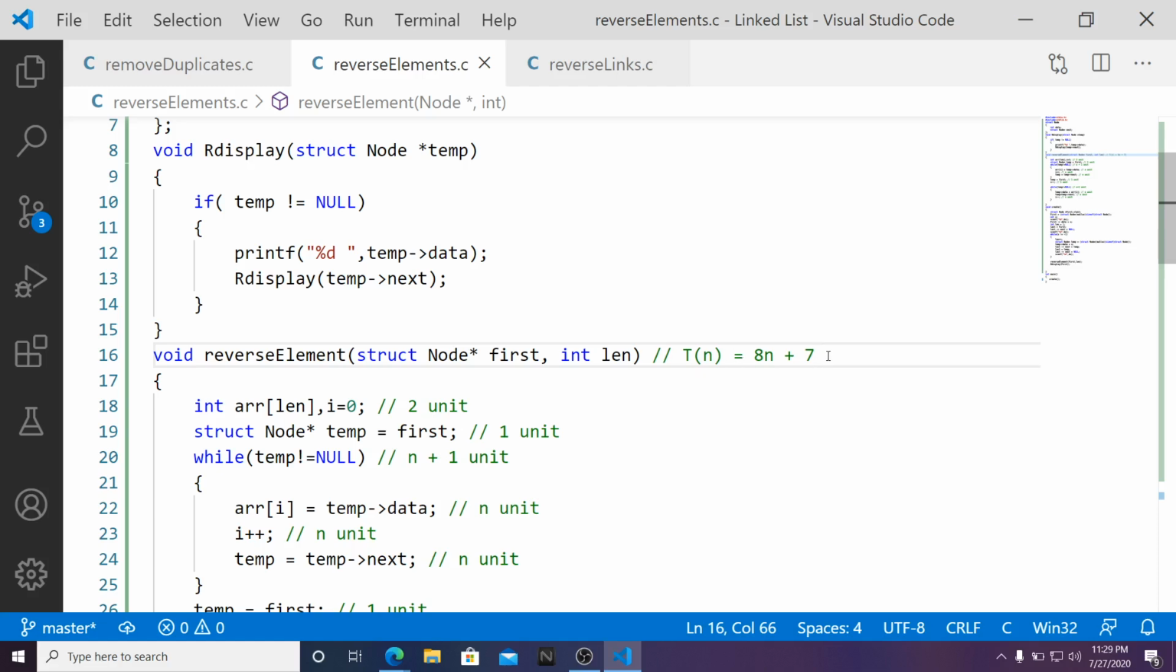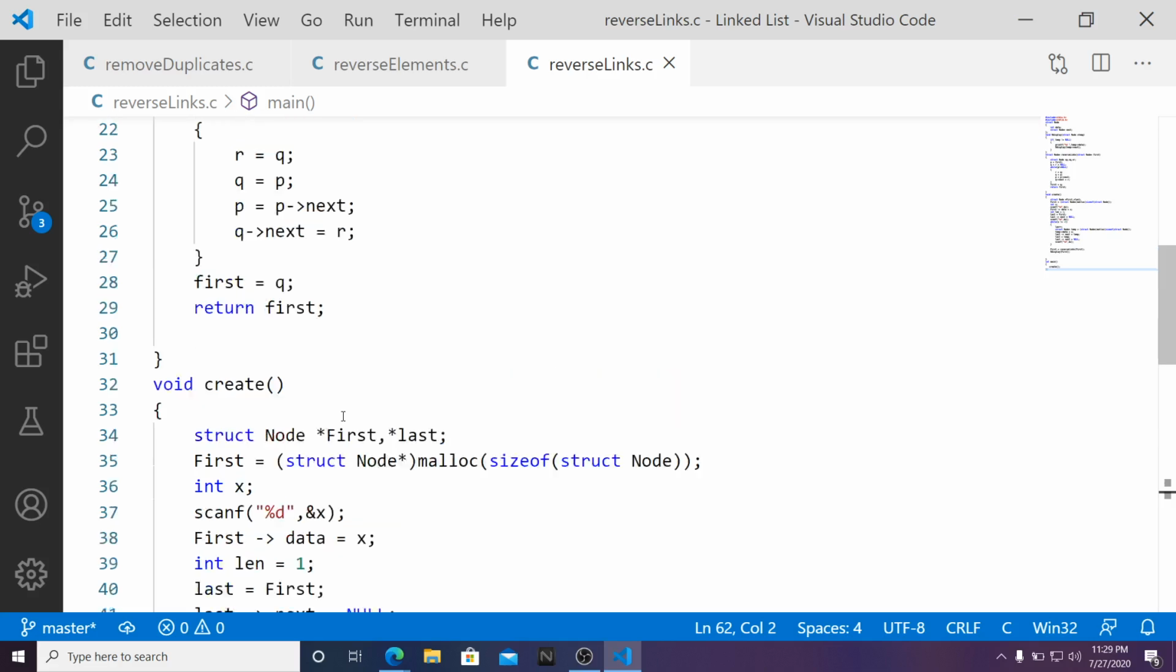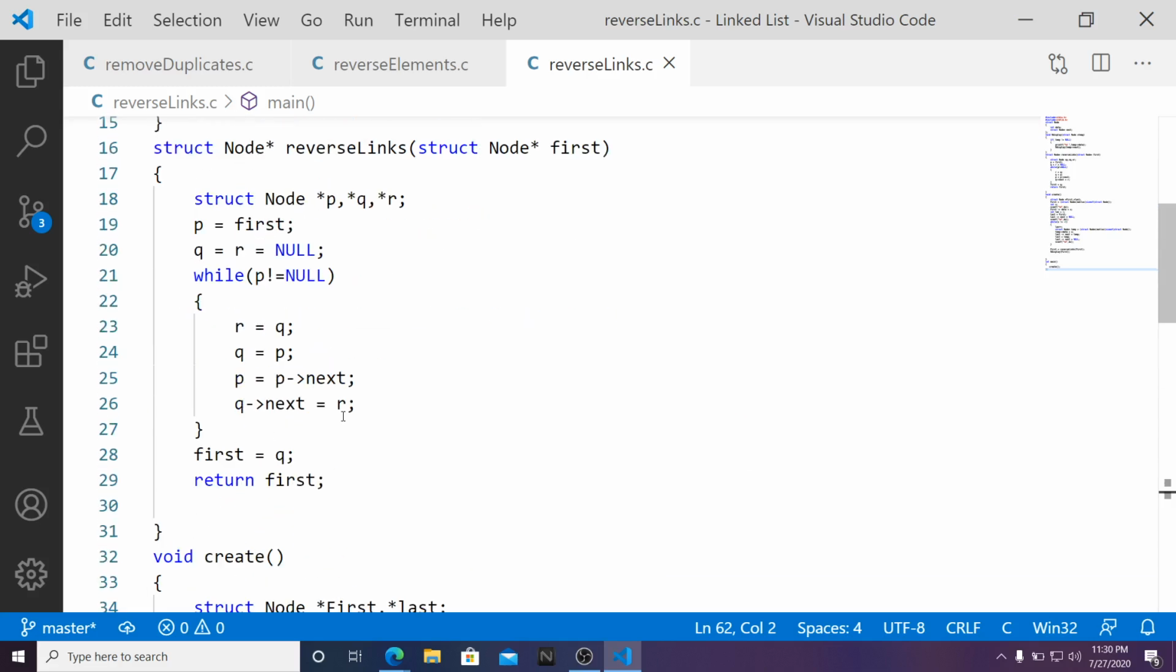So we will have this equation 8n plus 7, and now we will generate one more polynomial equation for reverse links, and we will compare that polynomial equation directly without comparing the order of n time complexity. Let us directly compare both polynomial equations. So coming here, reverse links. So the reverse links function we will start. See, here is the reverse links.